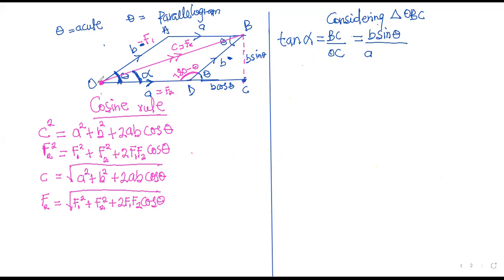Okay. OD plus DC, and OD is A. So A plus DC, which is B cos theta. When you take this ratio and then take the tan inverse, you can find the direction of the resultant. So tan inverse, we'll solve.